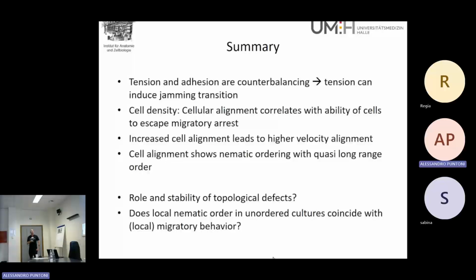Of course, there are a lot of open questions. What about the role and stability of the topological effects that we have shown you? This data is currently under evaluation, so I only have very little information about this yet, as well as about the effect of the smaller ordered clusters that we found even in our apparently unordered cellular populations.